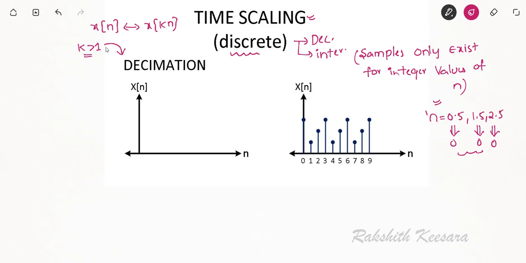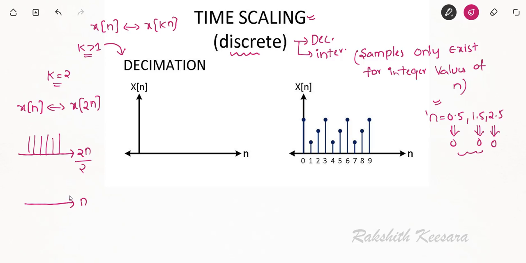Now if k is greater than 1, this is called decimation. Let me take k equal to 2. So a signal x of n is given and I need to plot x of 2n. First I replace the time domain with 2n, and my signal will be unaltered, the same signal will be there. Next, I should divide the whole axis by 2. Now this will become n, and the original signal will come.